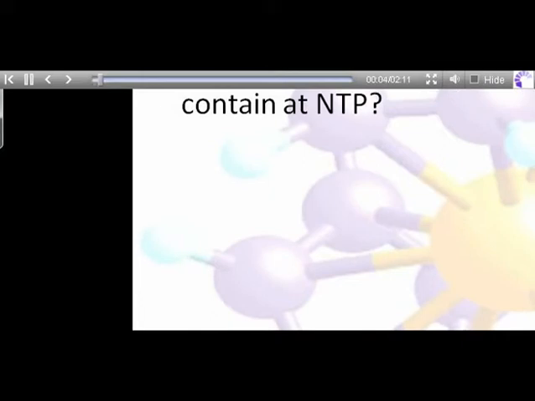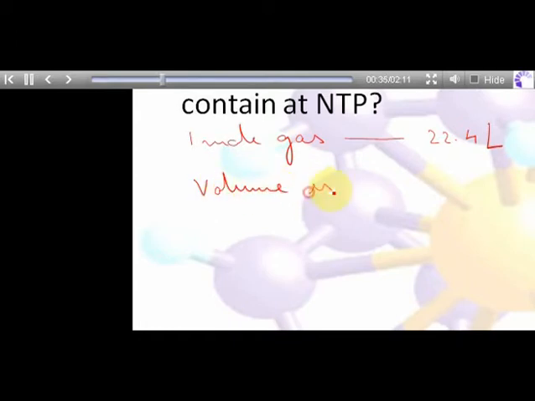Let's take another example. We have to find out how many equivalents 33.6 liter of hydrogen and chlorine gas contain at NTP, that is normal temperature and pressure. Now we have already discussed in the chapter Introduction to Mole Concept that 1 mole of any gas at NTP will occupy 22.4 liter volume. So if the volume is 22.4 liter, the number of moles is 1.